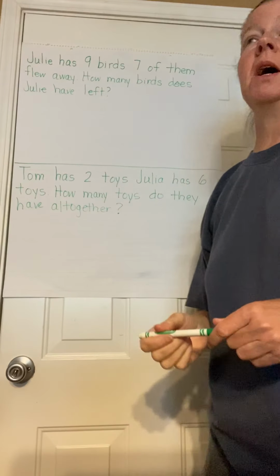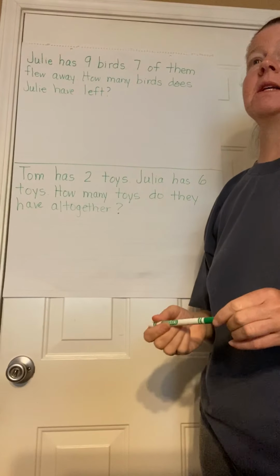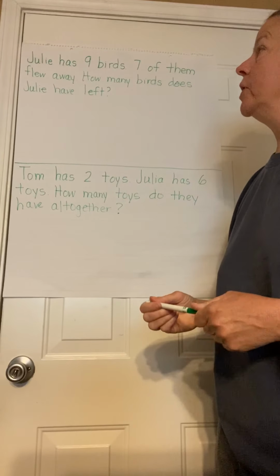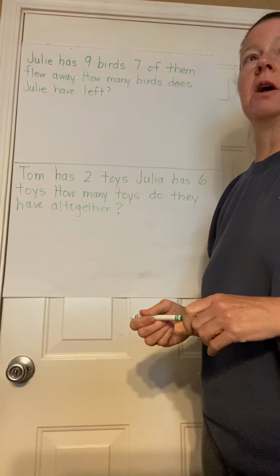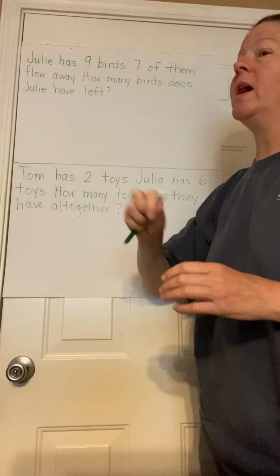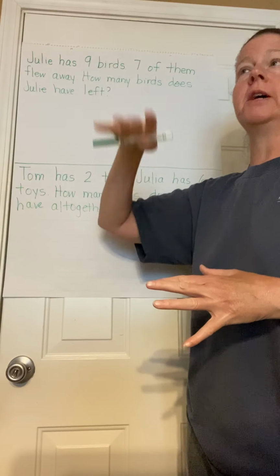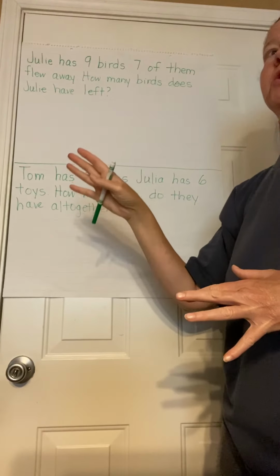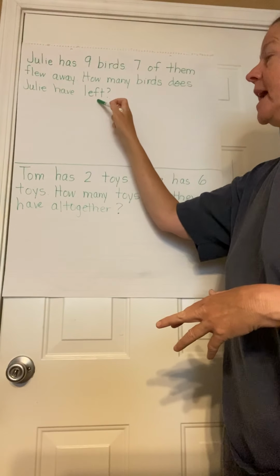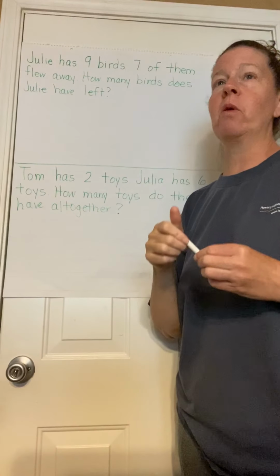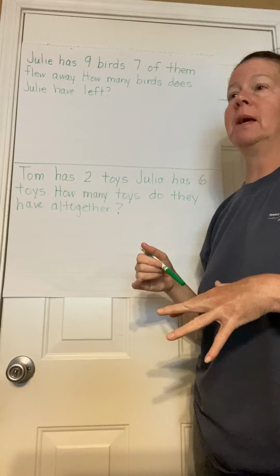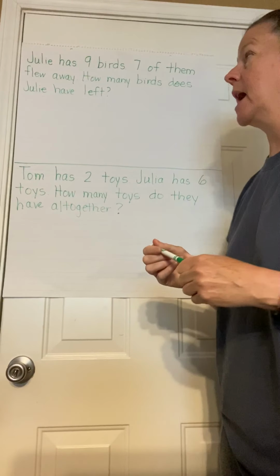Now, there's a couple of key words there that tell us if we're going to add or subtract. So, who knows what some of those key words are? That's right, they flew away. Flew away means they left, they're gone. So we're going to do what? Subtract, that's right. And how many do we have left? When we have that word left, it tells us that some of them were taken away, so that means subtraction, which is a minus sign.